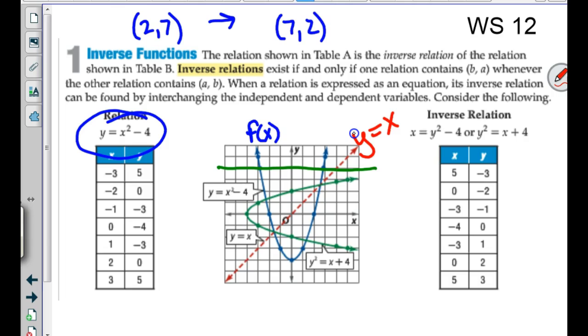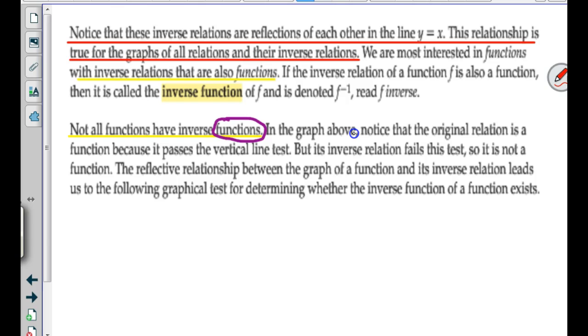Switch them. So all the y's become x's, the x's become y's. So they reflect across that line y equals x. All right, this relationship is true of all graphs and their inverses. We're most interested in functions with inverse relations that are also functions.